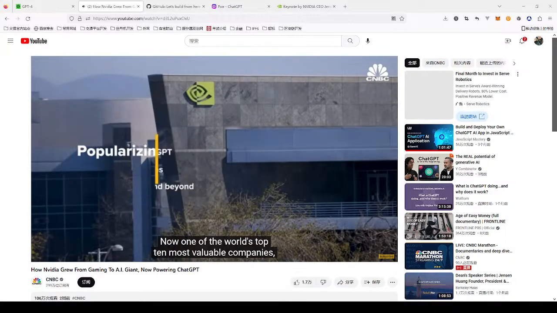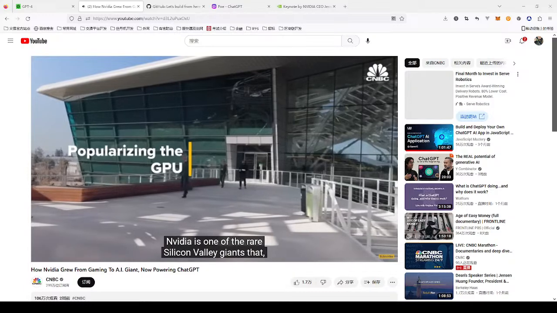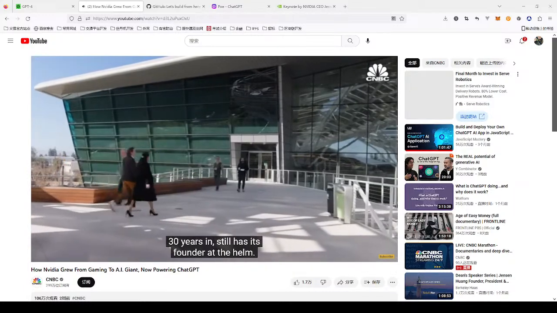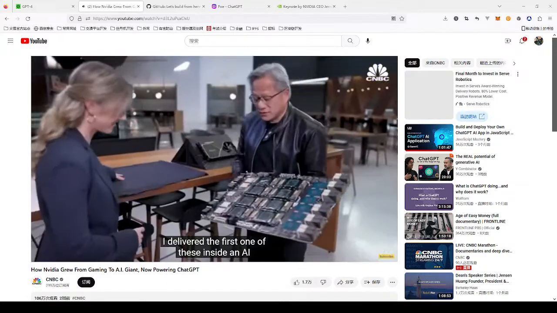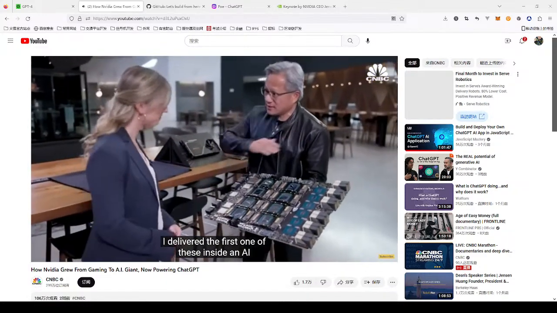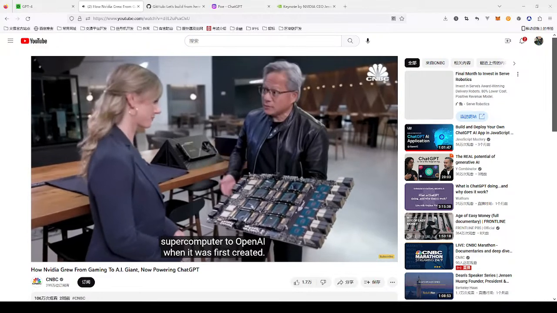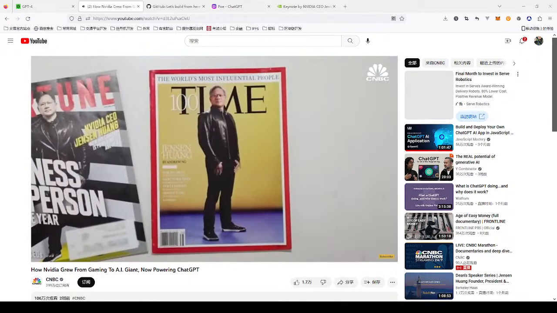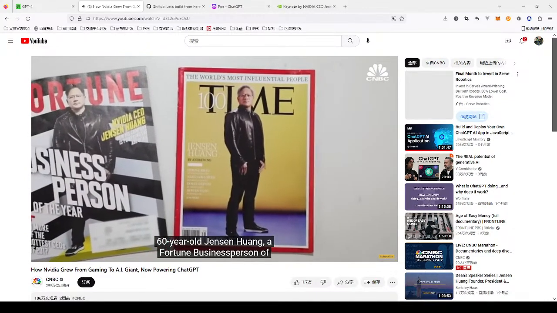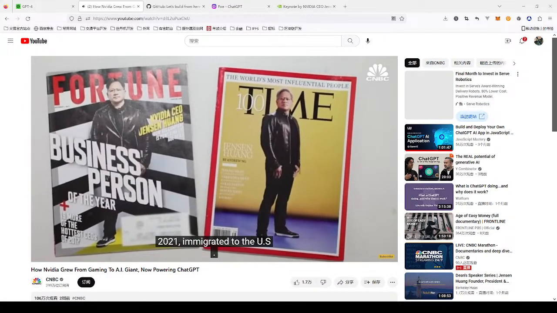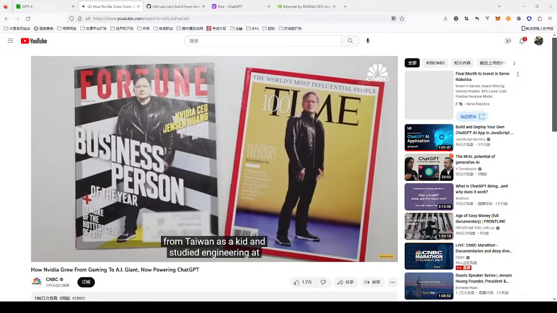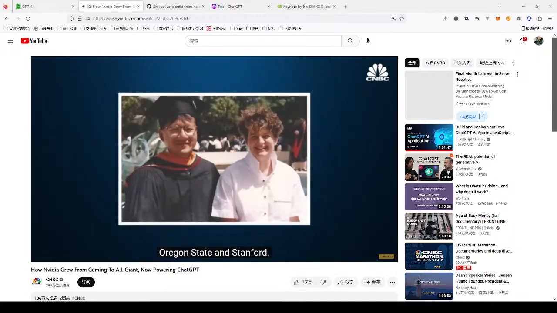Now one of the world's top 10 most valuable companies, NVIDIA is one of the rare Silicon Valley giants that 30 years in still has its founder at the helm. I delivered the first one of these inside an AI supercomputer to OpenAI when it was first created. 60-year-old Jensen Huang, a Fortune Businessperson of the Year and one of Time's most influential people in 2021, immigrated to the US from Taiwan as a kid and studied engineering at Oregon State and Stanford.